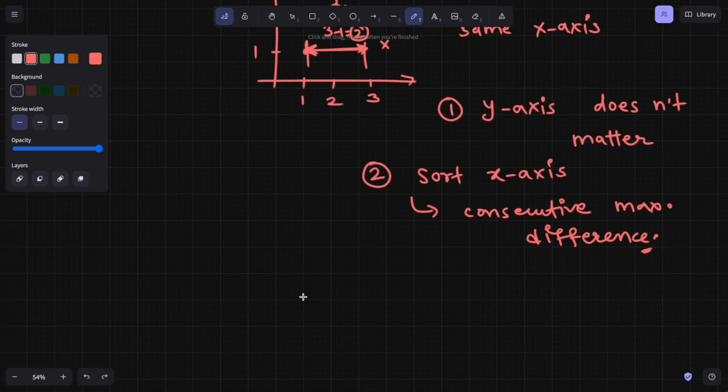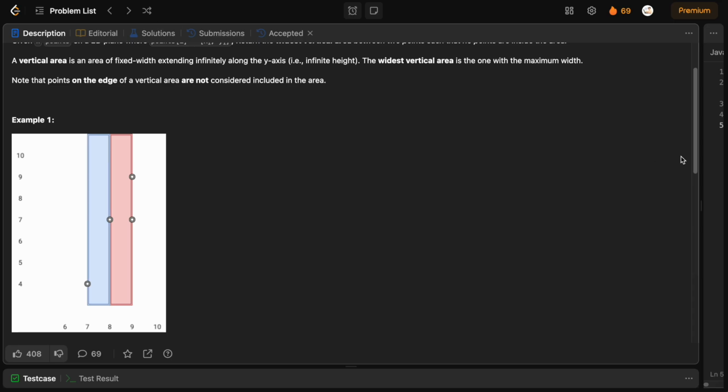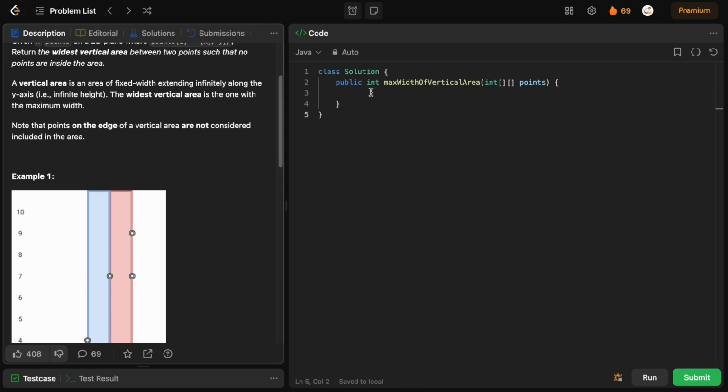So how can you approach this problem? We just sort the array, then traverse the array and find the consecutive difference. Now let's try to write the code. First of all I will sort the array, Arrays.sort on the points array. Now I will write a custom sorting function. I will sort them based on the x-axis, because the y-axis doesn't matter and I will not care about that.